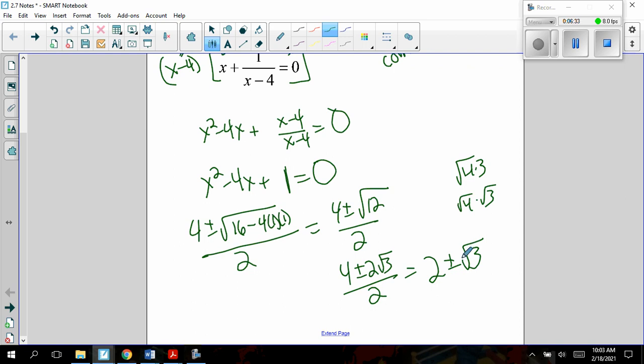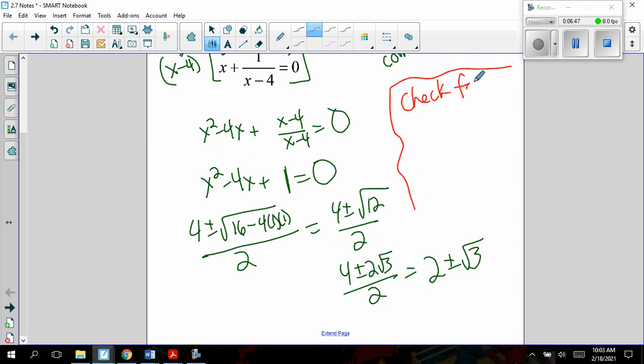Okay. Now, one more thing we need to be careful of at the end here is something called extraneous roots. I'm going to say check for extraneous roots.